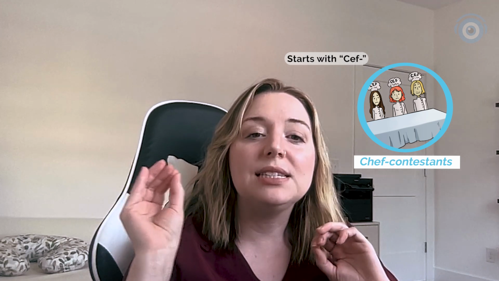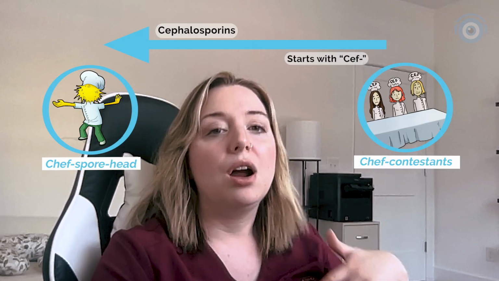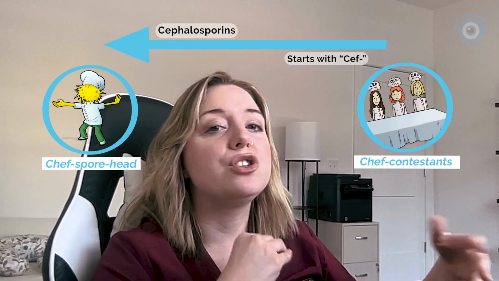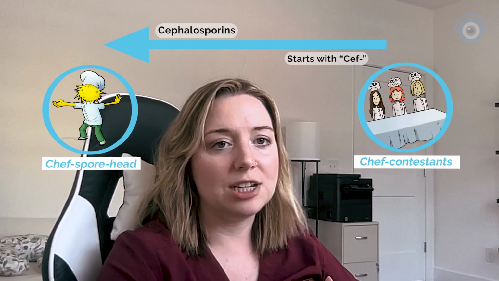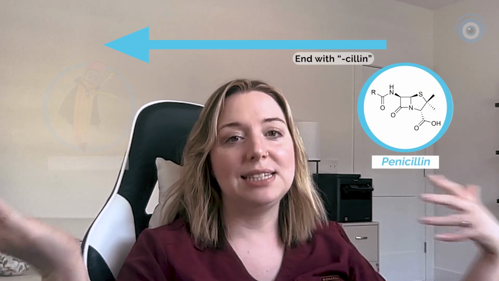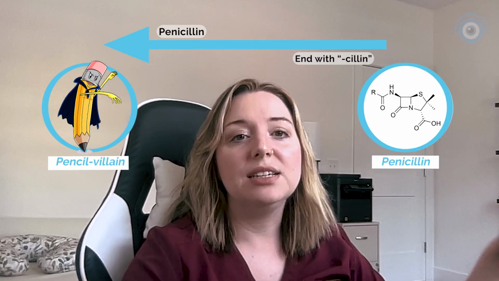Next, we have ceph, which can be CEF or CEPH. The antibiotic stem, ceph, represents a specific class of antibiotics known as cephalosporins. Cephalosporins are a group of beta-lactam antibiotics closely related to penicillins in terms of their structure and mechanism of action. Leading us to cillin. Antibiotics that end with cillin represent the penicillin class. Penicillins attach to and damage the walls of bacterial cells, eventually destroying them.